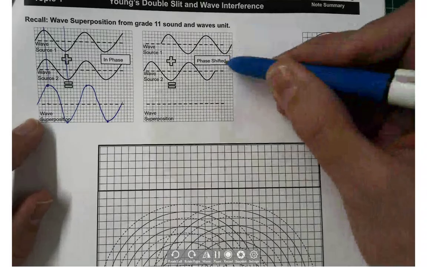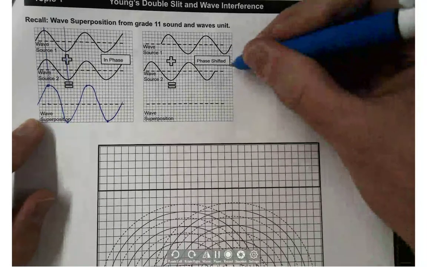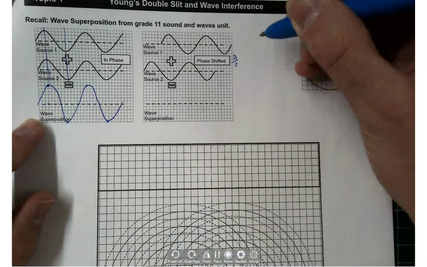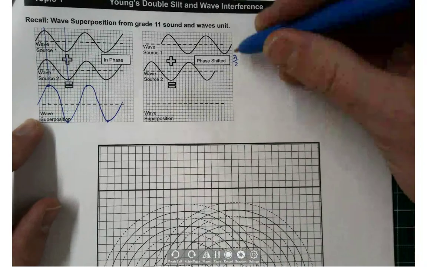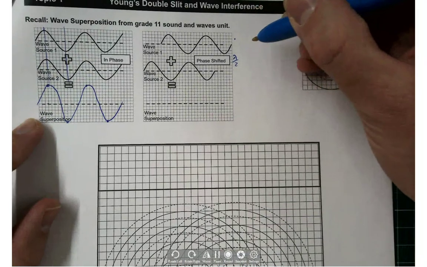If I have these two waves phase shifted, specifically in this case, we're talking about them being phase shifted by half of a wavelength. Now my math friend would talk about them being phase shifted by how many radians?